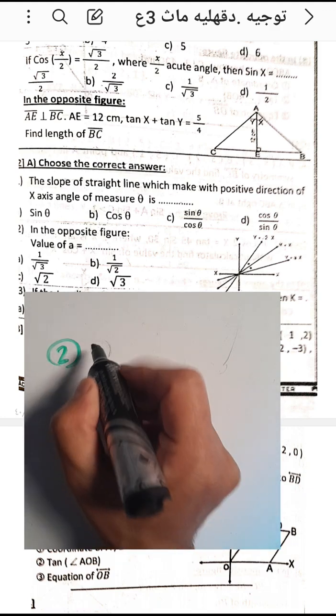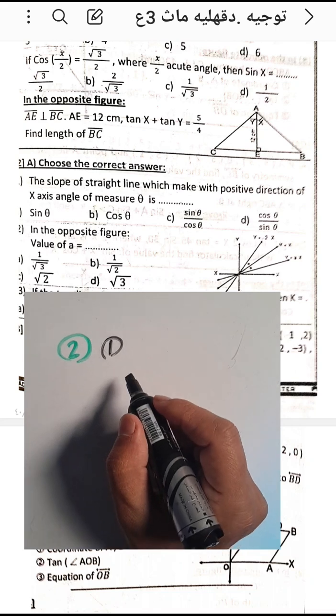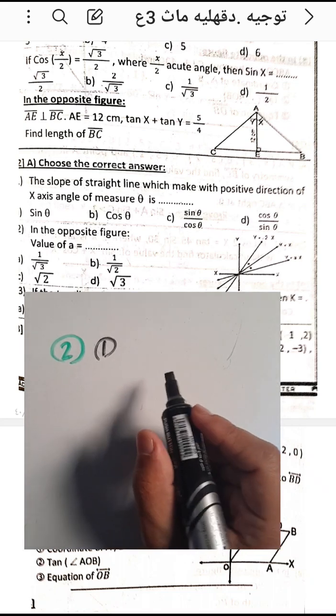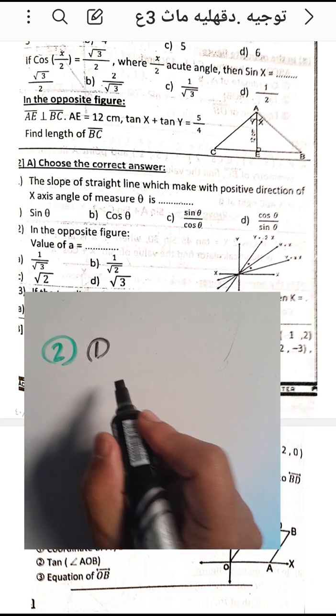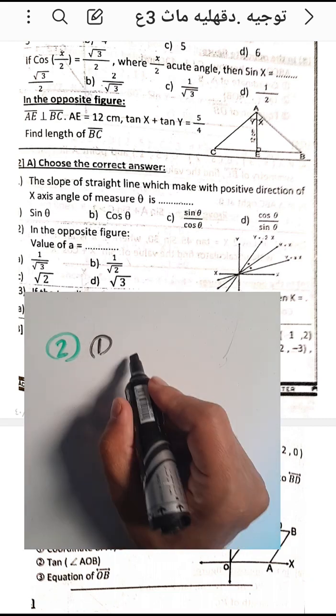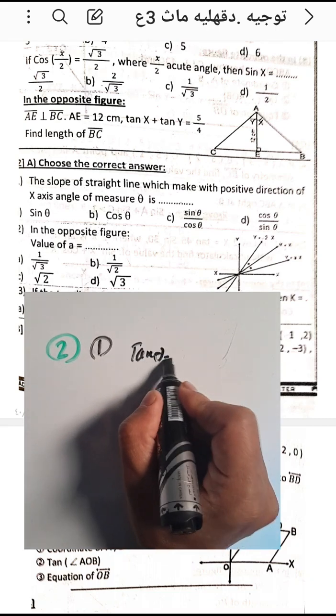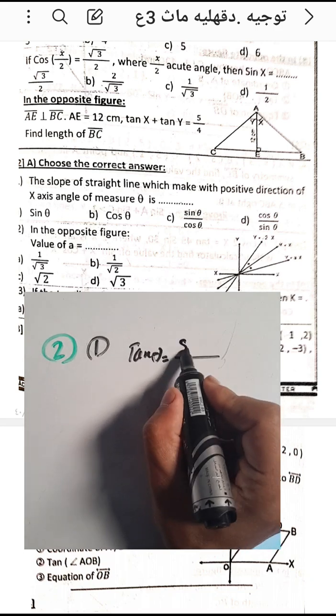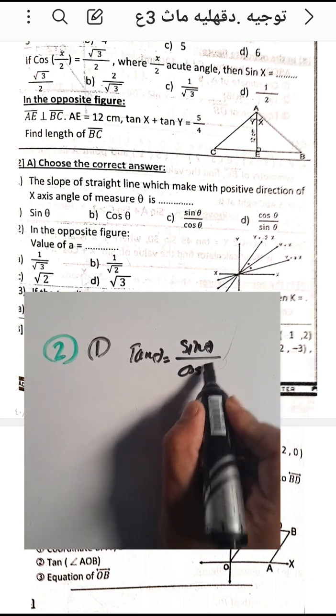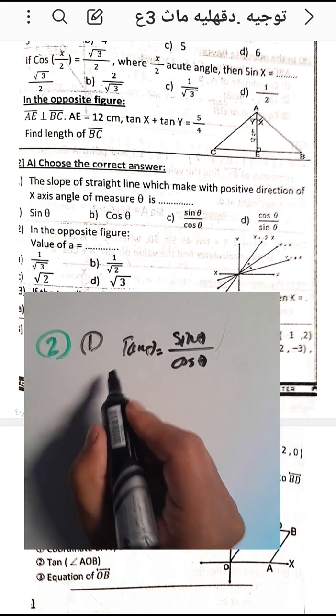Question number 2. Choose the correct answer. Number 1. Slope of a straight line which you make with the positive direction of the x-axis, the angle, it will be tan theta, and tan theta equals sine over cosine. Choose the letter C.